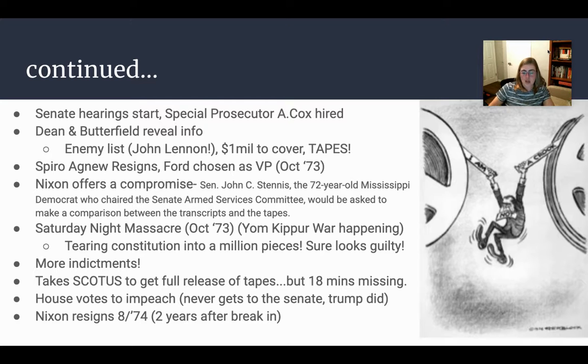So it takes the third person, okay, for Nixon to get what he wants and have the special prosecutor fired, okay? The other thing is this is all happening at the same time as the Yom Kippur War, so that crisis that I talked about in the Middle East. So this is a very chaotic time in history and for Americans.